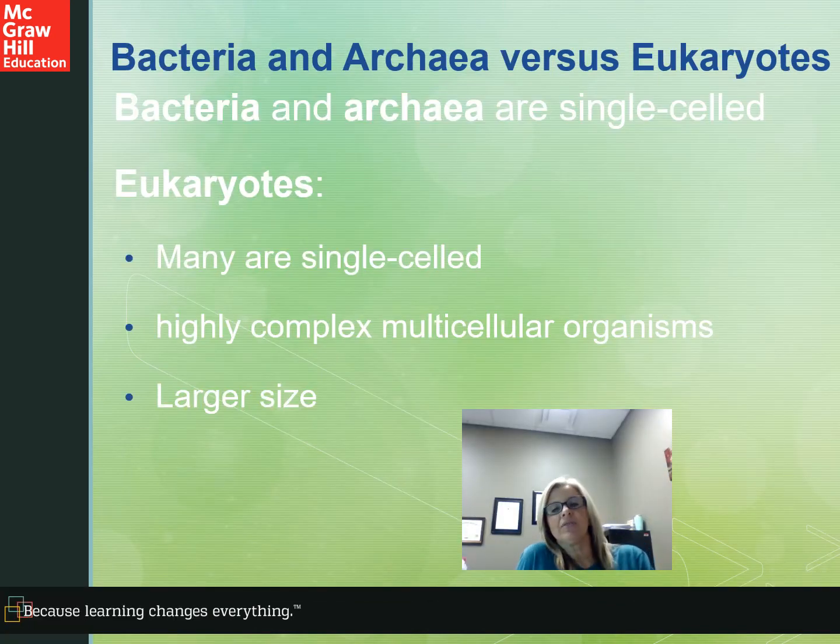So let's look at what the difference is between these three categories. Bacteria and archaea are single-celled, very, very simple organisms, yet they are a little more complex metabolically. Eukaryotes do have single-celled organisms, but many are very complex, multicellular organisms. They're going to be much, much larger, things like worms and humans.